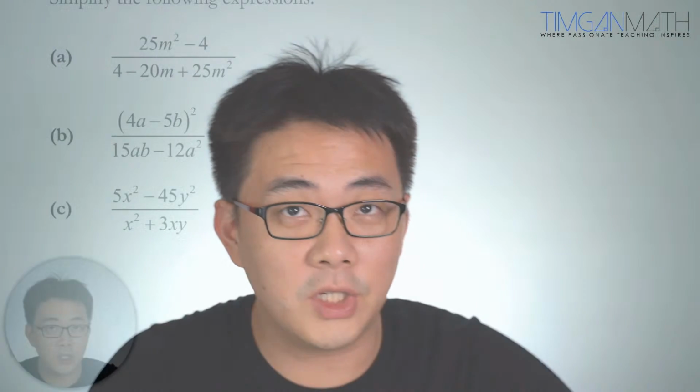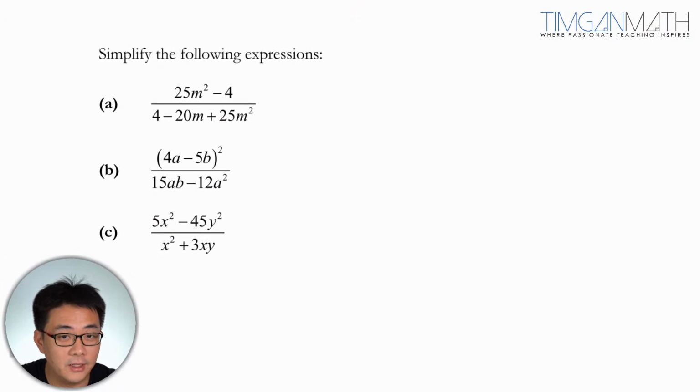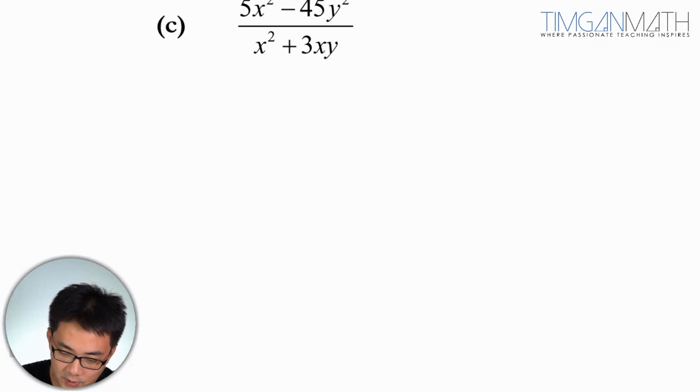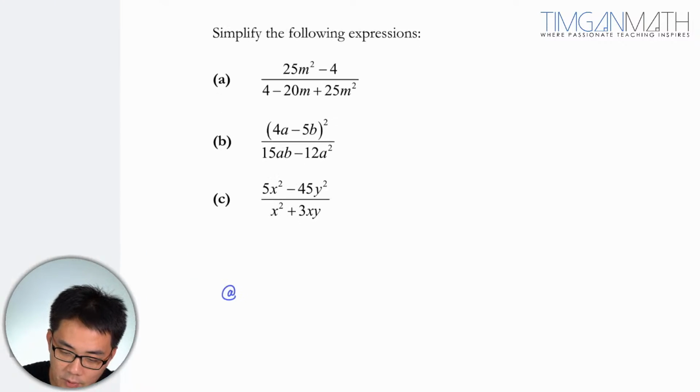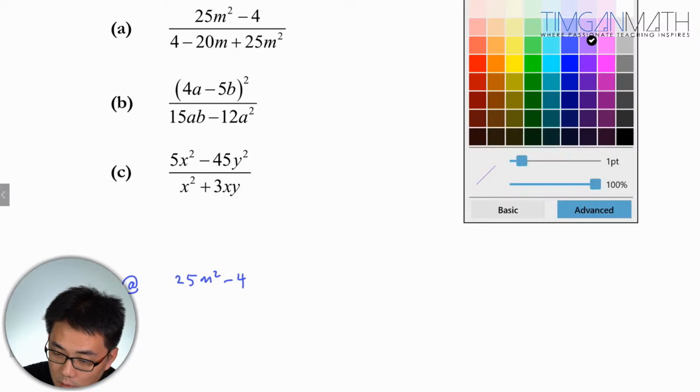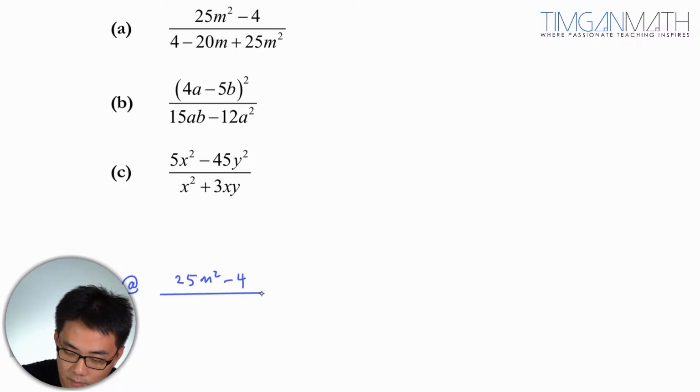So let's look at this question here, which is on simplifying the following expressions. Let's do it one by one. So I'm going to do the first part, A, first. So A would be 2/5m squared minus 4 over 4 minus 20m plus 25m squared.